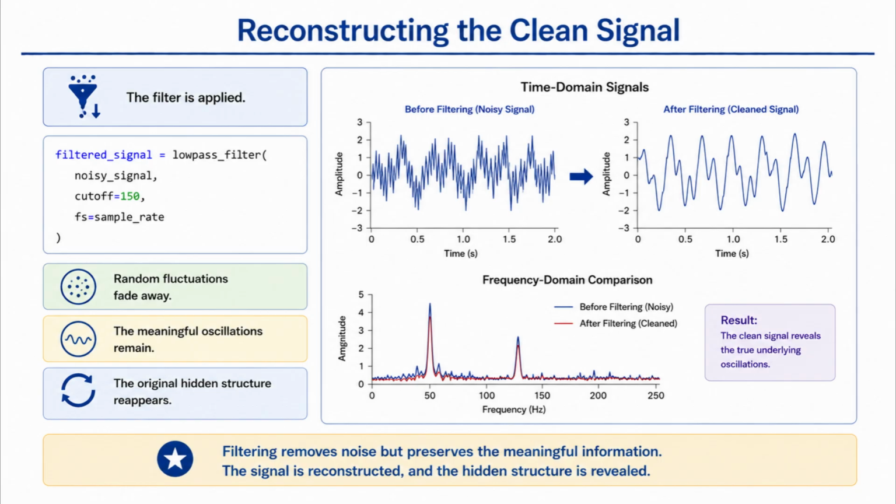The filter is now applied to the noisy measurement. Random fluctuations begin fading away. The meaningful oscillations remain visible and stable. The original hidden structure gradually reappears.